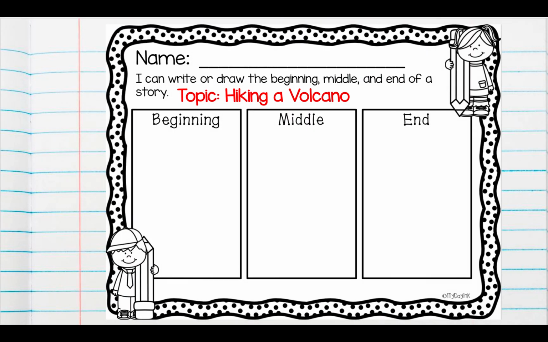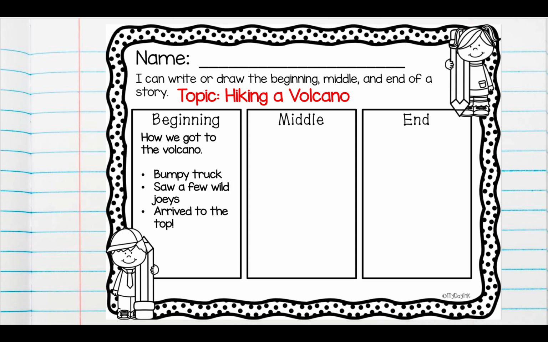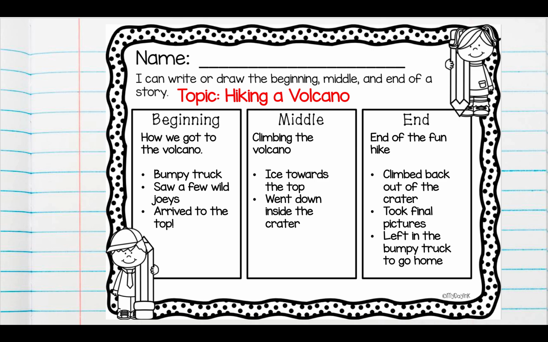Last week we talked about creating a beginning, a middle, and an end. This was step 1 of the writing process where you pre-write. We decided in the beginning for me, I was going to talk about how we got to the volcano. We had to ride a bumpy truck, we saw a few wild joeys, and then we arrived to the top. In the middle, we actually climbed the volcano. There was ice towards the top of it, and then we went down inside the crater. At the end, the hike was over. We climbed back out of the crater, we took our final pictures, and then we left back in the bumpy truck to go home.